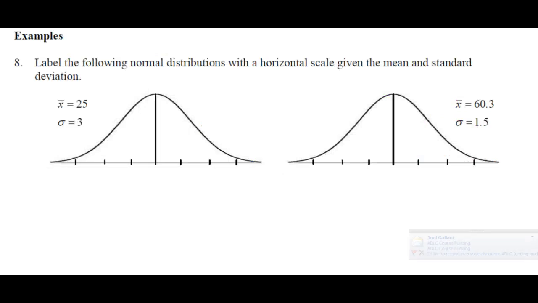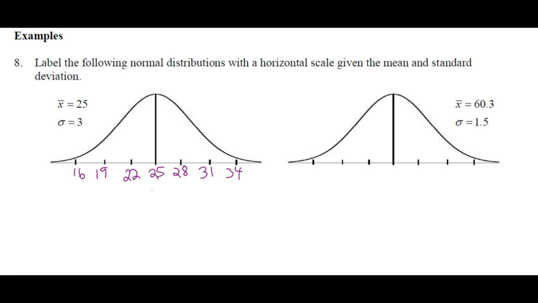Examples. Label the following normal distribution curves with a horizontal scale given the mean and standard deviation. Okay, so the mean is 25. The mean goes in the middle, so this is 25. What number goes here? 28, right? The mean plus 1 standard deviation. What goes here? 31. What goes here? 34. What goes here?